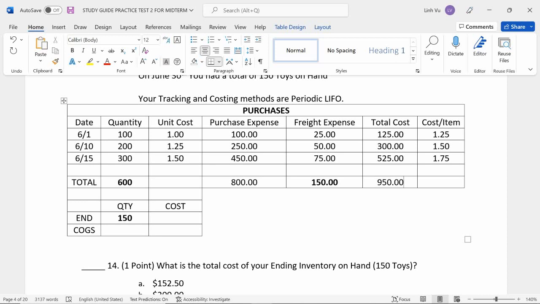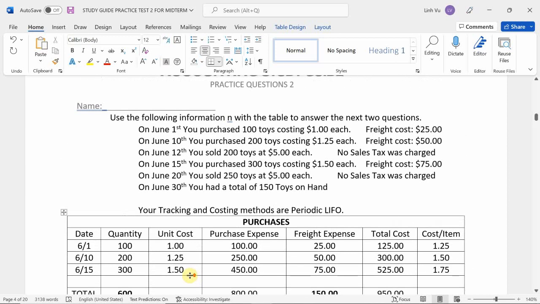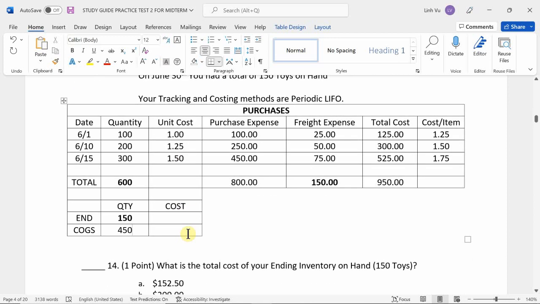Now, if I had an ending balance of 150 units, what is my assumption? How many units did I sell? 450. If I had 600 units and I only have 150 left, I should have sold 450 units. You can also go back in here and check right here. If I sold 200 on the 15th and I sold another 250, then you add those two numbers together. That gives you 450. So let's determine how much it's going to cost me to sell all 450 units.